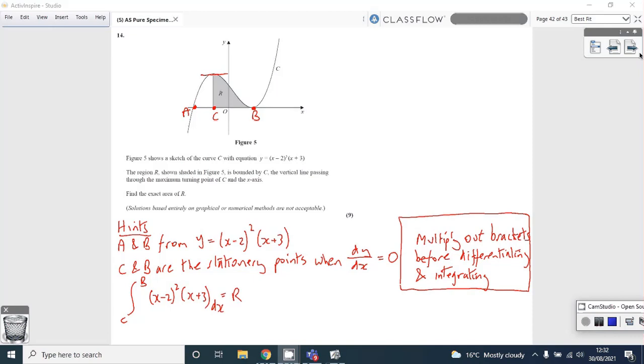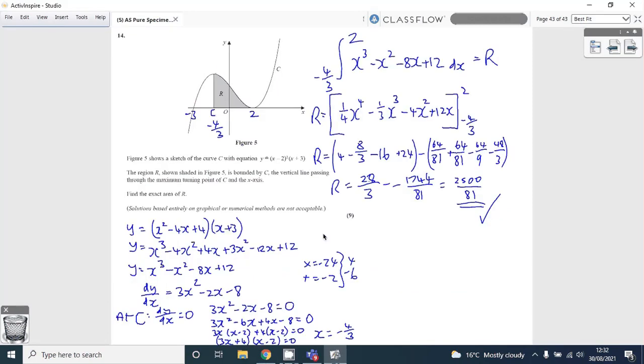So your solutions for question 14. So just looking at the equation for C, we can see it equals 0 when x is 2 and minus 3. What makes this first component 0 is when x is 2. What makes the second component 0 is when x is minus 3. So our 2 points of intersection on the x-axis are minus 3, which isn't relevant to the question, and plus 2, which is, as it's going to be the upper boundary when we integrate.